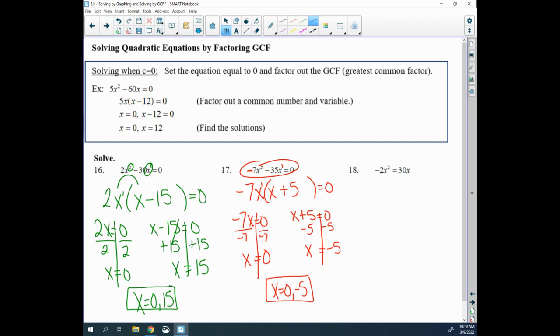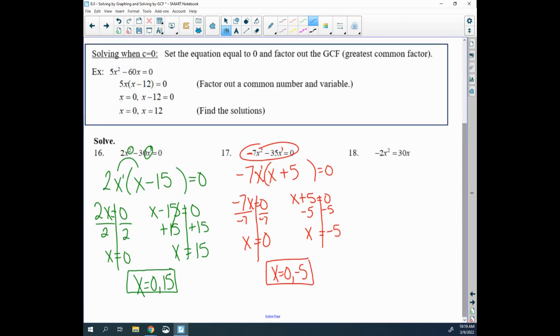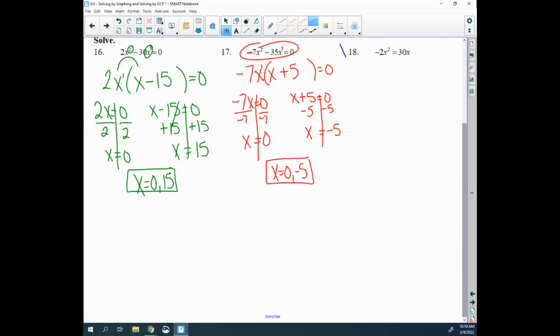All right, now on number 18, you have to be a little careful. 18 might be worth starring. Okay, let's star 18. To work these, you must get them equal to 0 first. Okay, so to solve by factoring, it must be equal to 0 first. So you either need to move the 30x or you need to move the 2x squared. Since this is a negative 2x squared, and I don't really want that to be negative anyways, I'm going to go ahead and just add 2x squared to both sides.